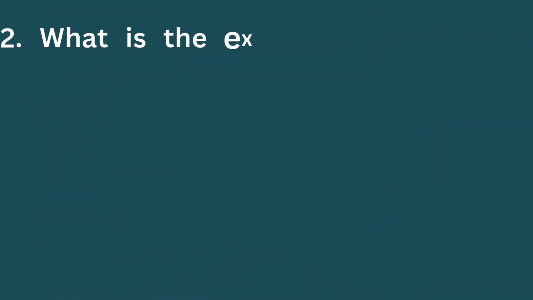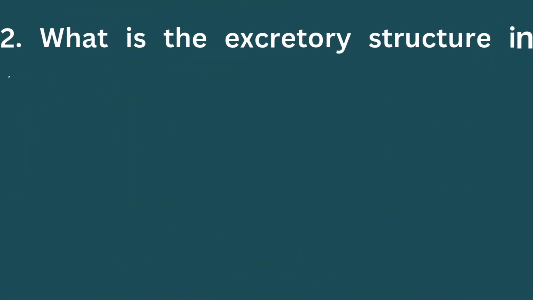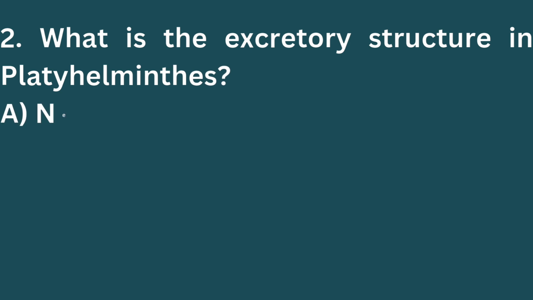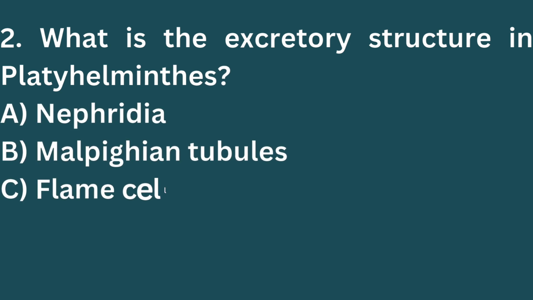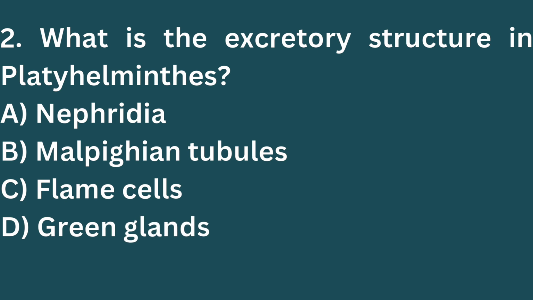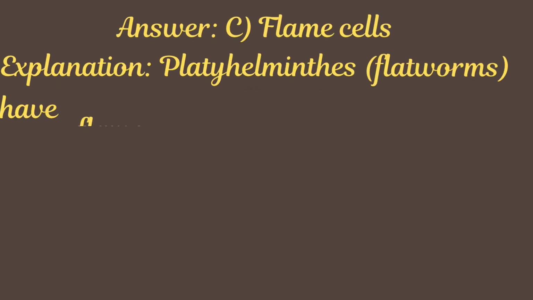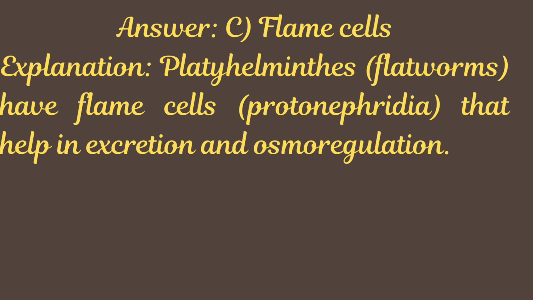2. What is the excretory structure in platyhelminths? A. Nephridia. B. Malpighian tubules. C. Flame cells. D. Green glands. Answer: C. Flame cells. Explanation: Platyhelminths, flatworms, have flame cells, protonephridia, that help in excretion and osmoregulation.